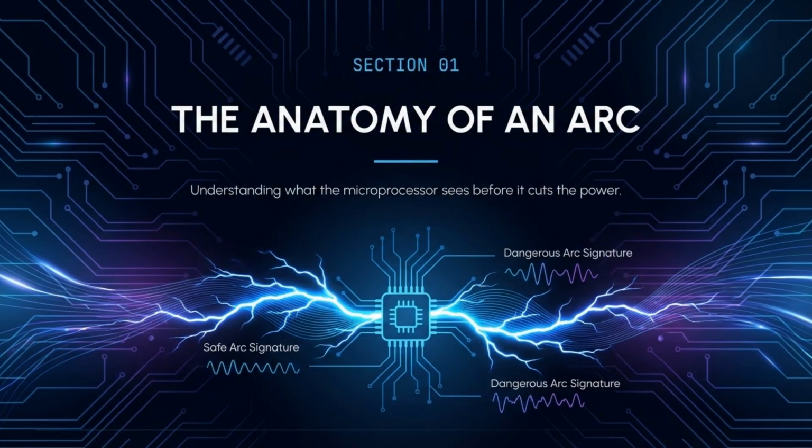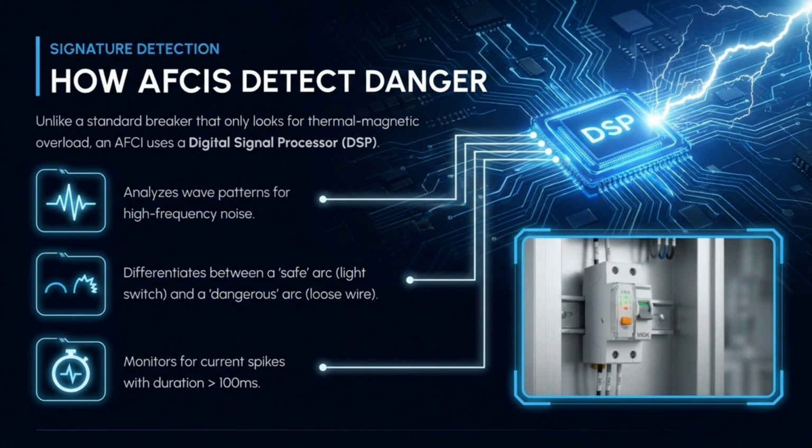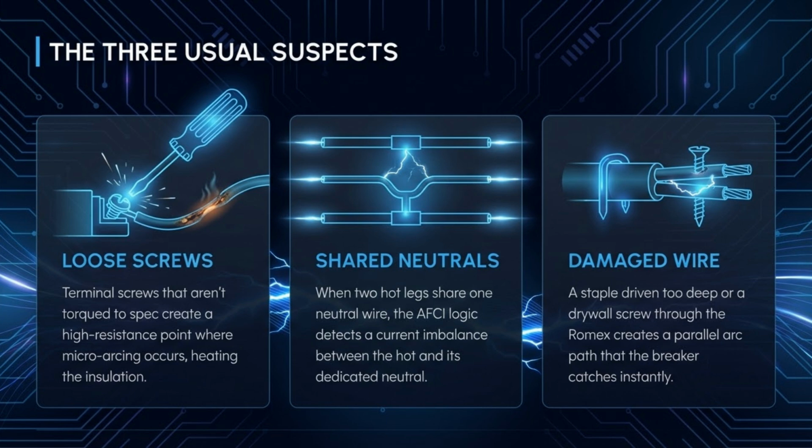We need to understand what the microprocessor sees before it cuts the power, differentiating between dangerous arc signatures and safe arc signatures. Unlike standard breakers, an AFCI uses a digital signal processor, or DSP, to detect danger. It analyzes wave patterns for high-frequency noise, differentiates between safe and dangerous arcs, and monitors current spikes lasting over 100 milliseconds. The three usual suspects for AFCI trips are loose screws, shared neutrals, and damaged wires.